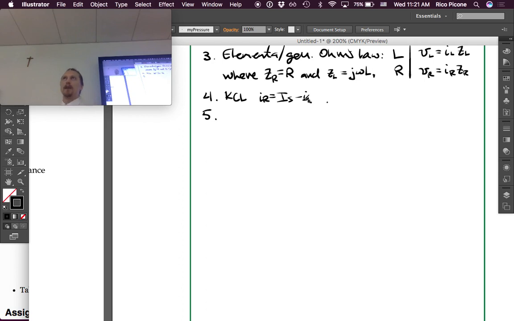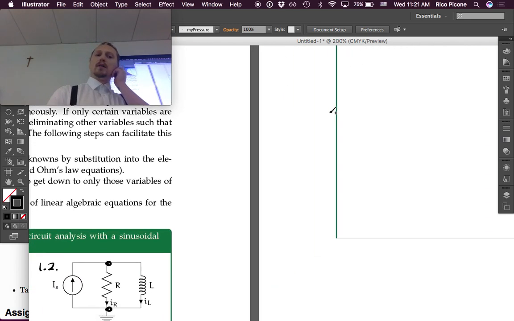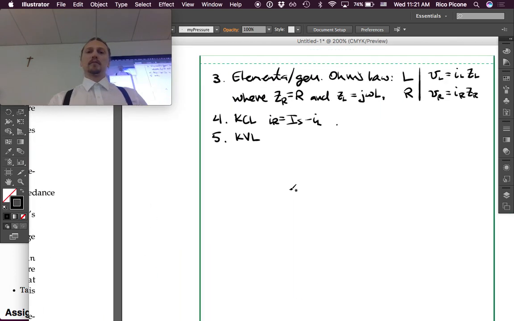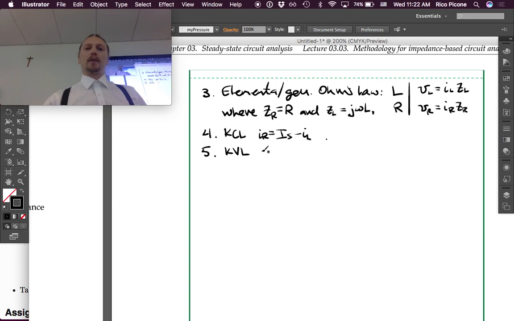Well, the 2 steps. Step 5 is to do the KVL, right? How many loops without current sources do we have? Just this one, right? This one's got a current source in it. So this loop tells us what about VR and VL? They're equal. So I will say VL equals VR.